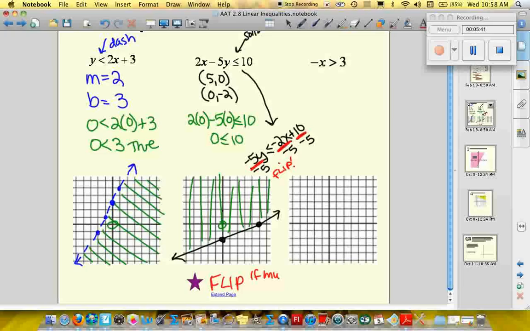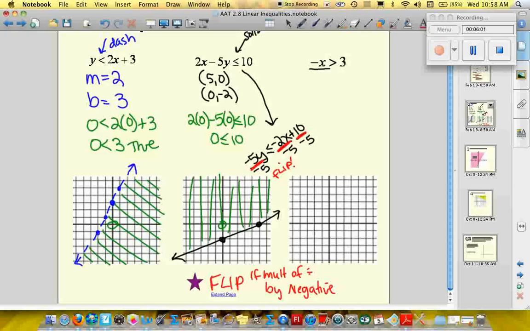by a negative. If you forget to flip, your line will probably be alright, your shading will be wrong. So make sure you're either using a test point for your shading or don't forget to flip. Okay, so for my last one, here I'm going to have to divide by the negative. So again, I have to remember to flip.